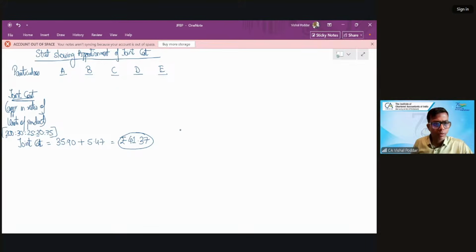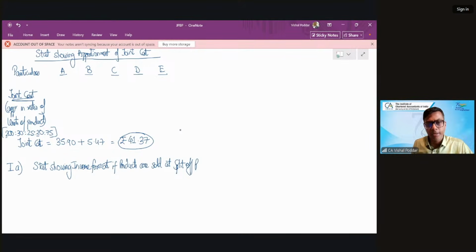1A is the question number. So statement showing income forecast. See, they may call it profit, they may call it income forecast. Whatever they say, we'll do the same thing. Now, the first A part is if products are sold at split off point. Correct?